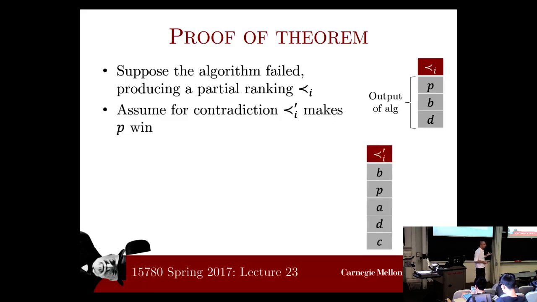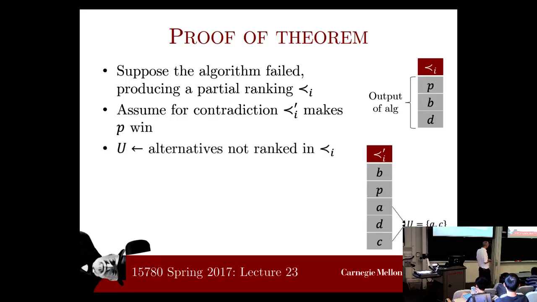And let's say for contradiction that the algorithm was wrong, so there is actually some ranking, call it I prime, for the manipulator that does make P win the election. And this is what this ranking looks like. So P happens to be in the second place, which would be kind of silly, but whatever. And this is the ranking, and P wins the election under this ranking.